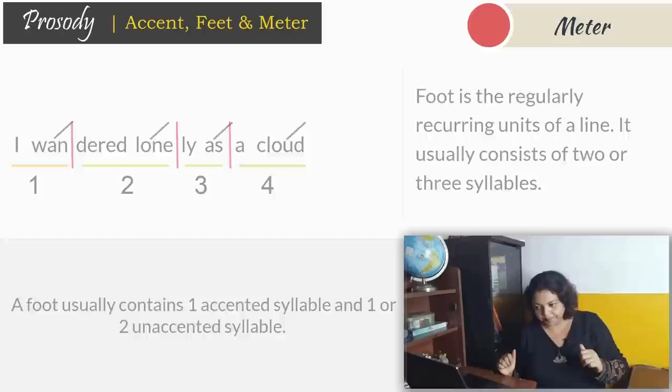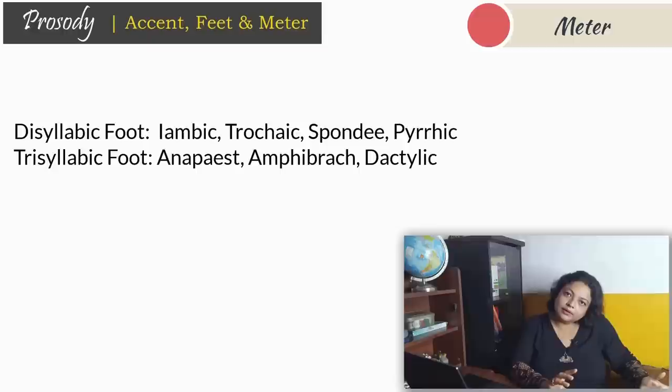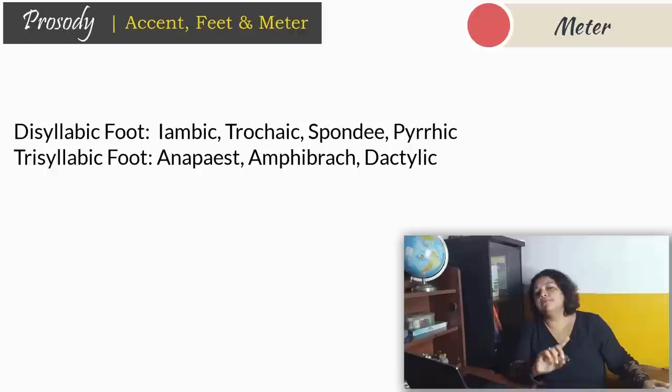A foot can be disyllabic, a foot can be trisyllabic. And only under one circumstance, a foot can be monosyllabic. Again, that is so much exceptional, we will come to it at the end. So let's look at the normal situations. You have two syllables in a foot, that is a disyllabic foot. You have three syllables, it is a trisyllabic foot.